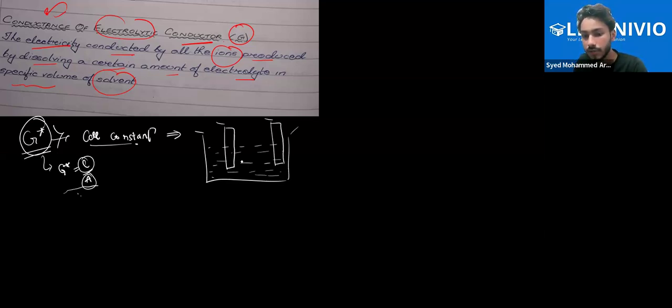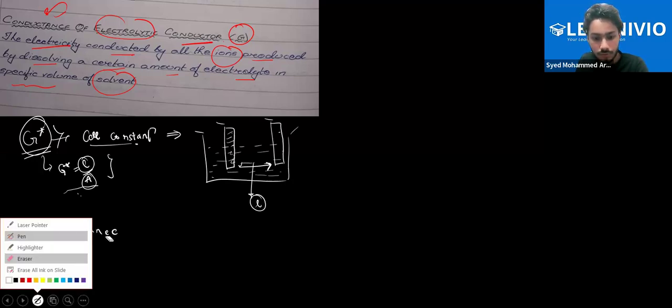And length is of what? The length is basically the distance between the electrodes. Like this is one electrode, this is the other electrode, and the distance between these two electrodes would be my length. So length upon my area, and area is the cross-sectional area of the electrode. So basically, this is the G star. It is known as your cell constant. So if you see the formula of the resistance.